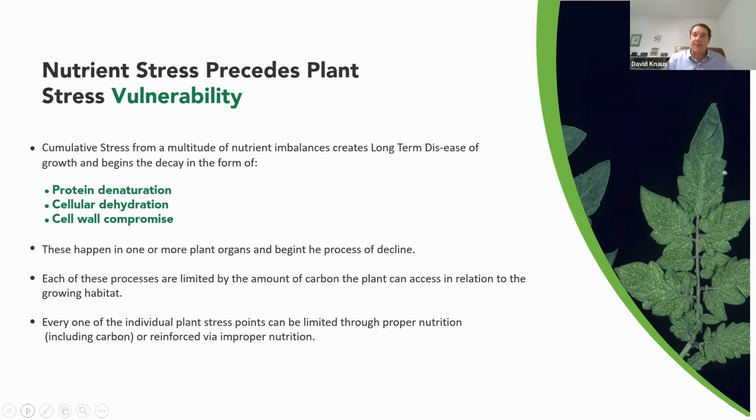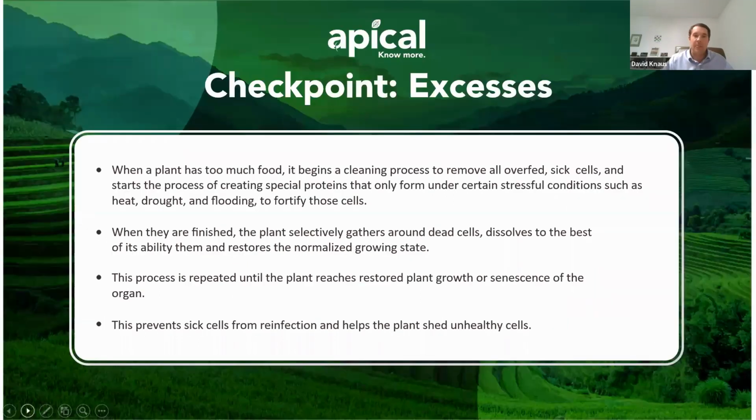So in other words, our bad habits or our unseen mistakes can reinforce protein denaturation, cellular dehydration, and cell wall compromise. And so when a plant has too much food, not only does it take money out of our budget, but it starts to clean all the overfed cells. These special proteins then are upregulated within the plant's own vascular system, like I mentioned a minute ago, about upregulation of massive amounts of protein.